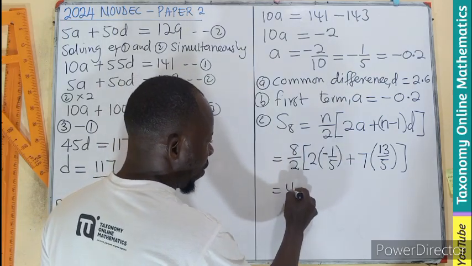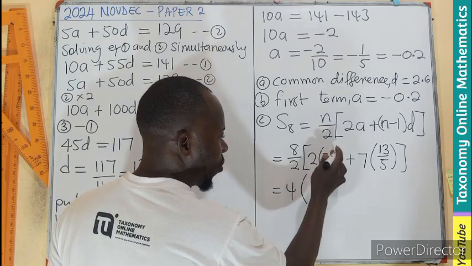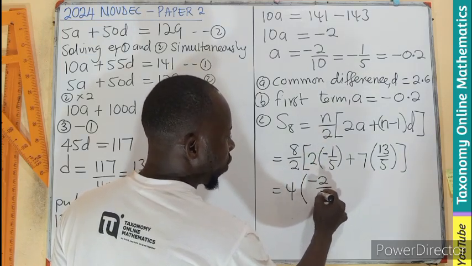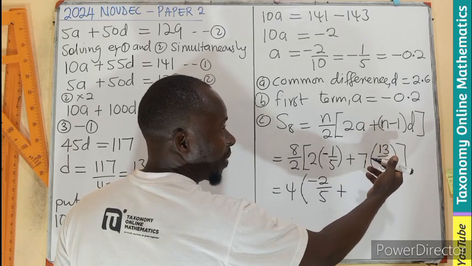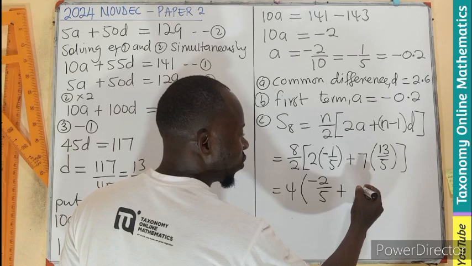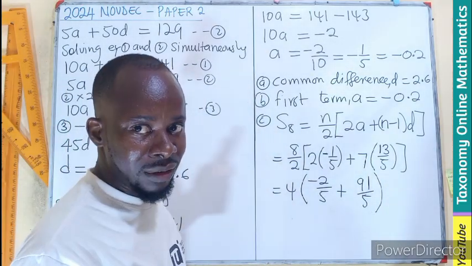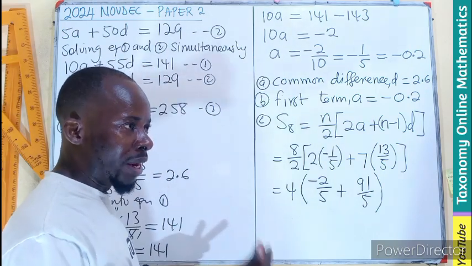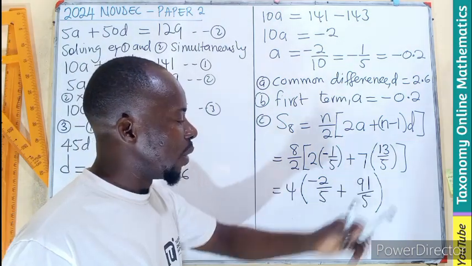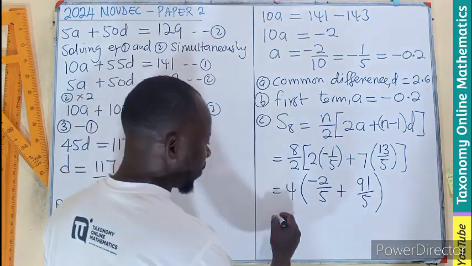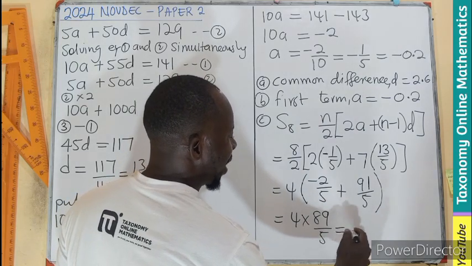This will be giving us 4 in front of the bracket. Then in the bracket, 2 will multiply negative 1, negative 2/5. This is like 10 plus 3. So 7 times 10, 70, times 3, 21. So we're having 91/5. I have the same denominators, so we add only the numerators. Minus 2 plus 91 is like 91 minus 2. Take away 1, 90, we get 89. So 4 times 89 divided by 5.